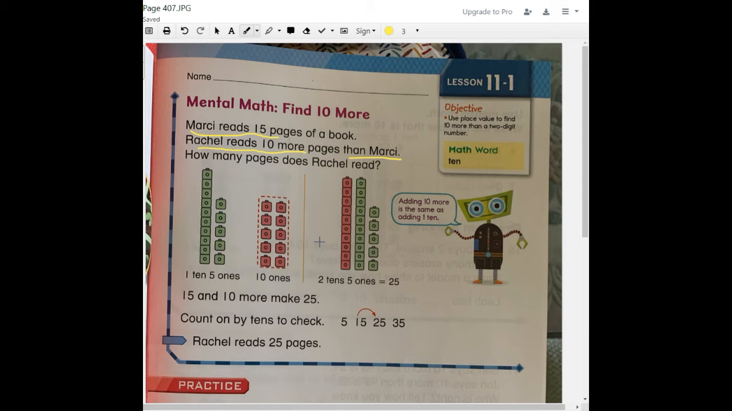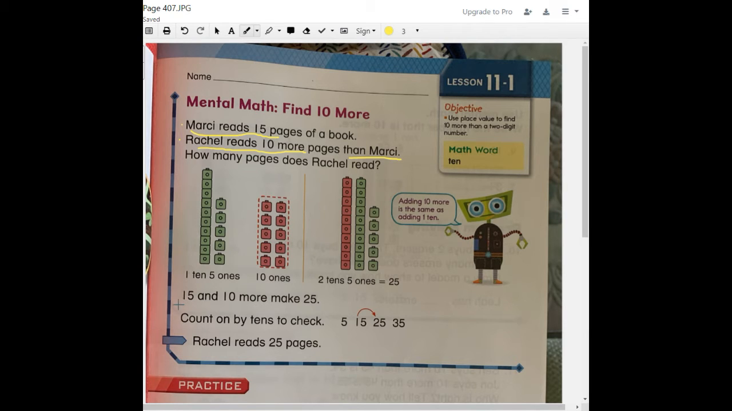The question's also asking, how many pages does Rachel read? So we don't really know how much Rachel reads. We only know Marcy. Marcy reads 15, and Rachel reads 10 more than Marcy. So we draw a picture.